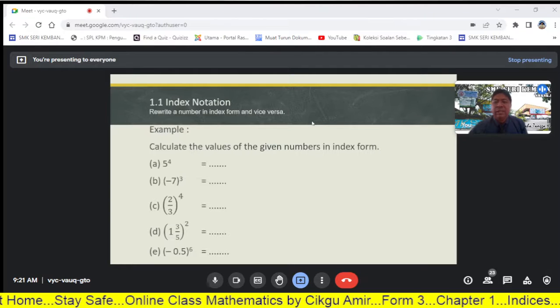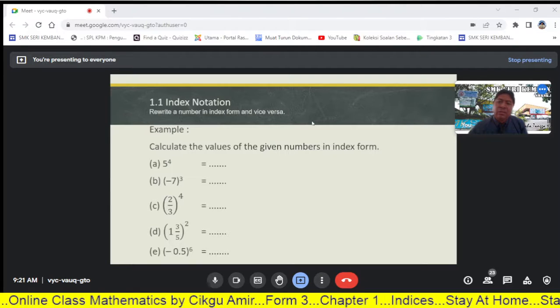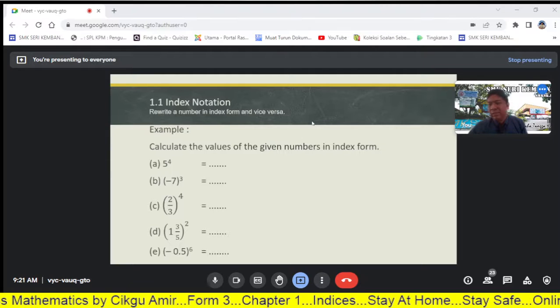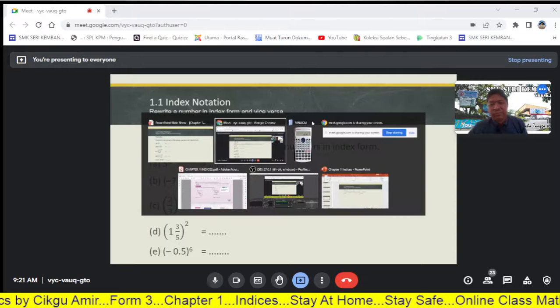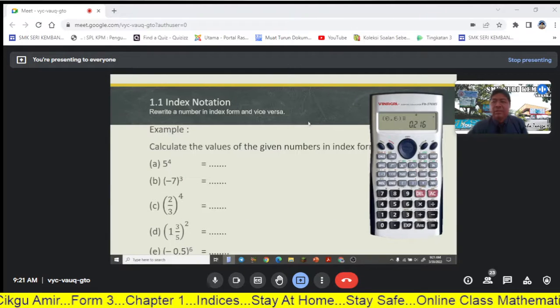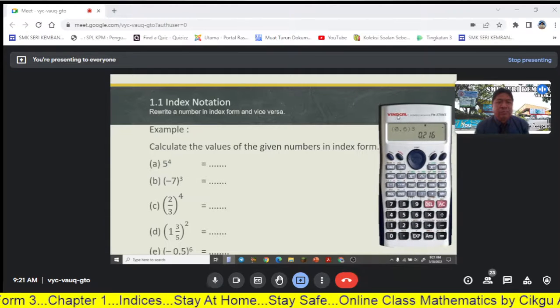Calculate the value of the given number in index form. Calculate. Am I spelling right? Calculate the value of the given number in index form.